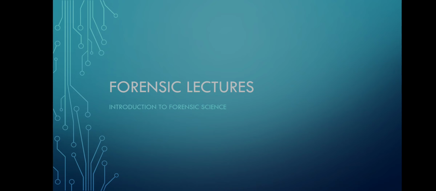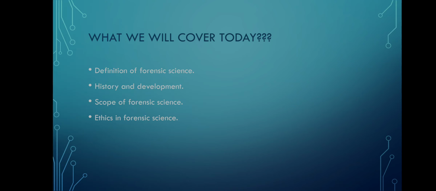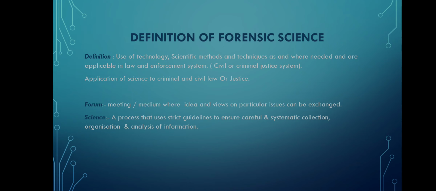In this video, we will see a brief introduction to forensic science. Let us see what we will cover today. Firstly, we are going to see the definition of forensic science, then the history and development, then the scope of forensic science, and lastly the ethics in forensic science. Now let us move on to the first topic, that is the definition of forensic science.